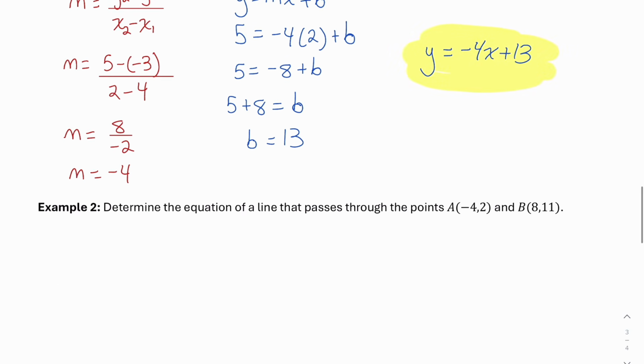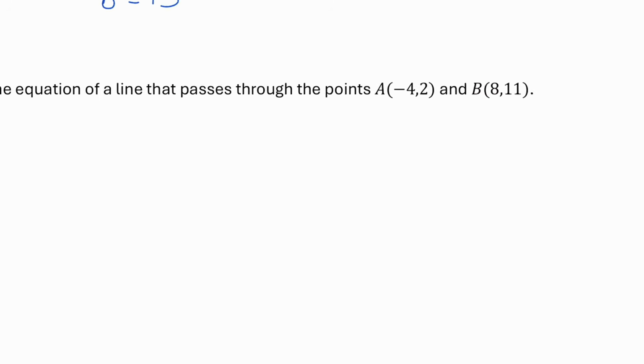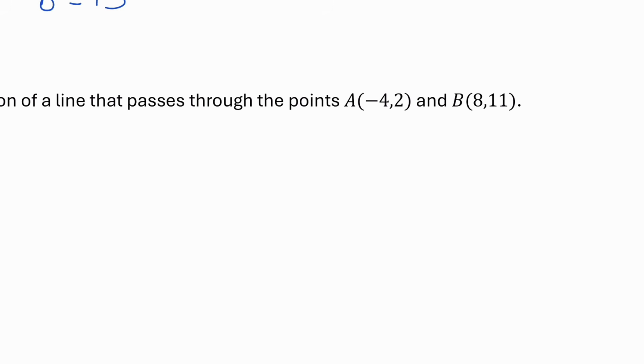And then the second example of this part of the lesson says determine the equation of a line that passes through these 2 points. So we'll follow the same process. I'll have to start by finding the slope using my formula y2 minus y1 divided by x2 minus x1. For these 2 points, it doesn't matter which one's point 1, which one's point 2. I'll just make A my point 1, so that's my x1, y1. B can be my second point, x2, y2.